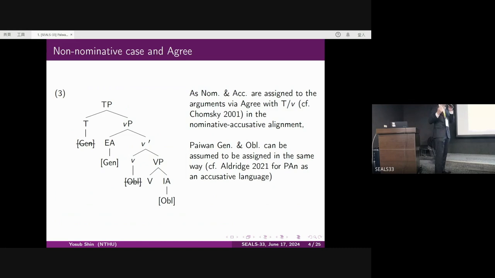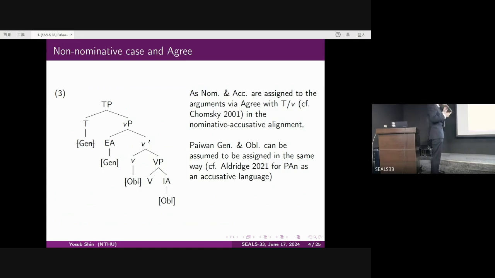The reason why we need this kind of assumption is because in this way we can clearly account, for example, for why this external argument must be assigned this kind of genitive case unless it's marked in nominative. So this is the first assumption that I would like to make.